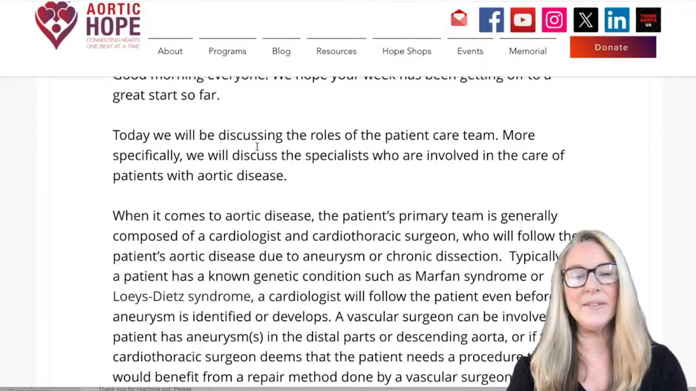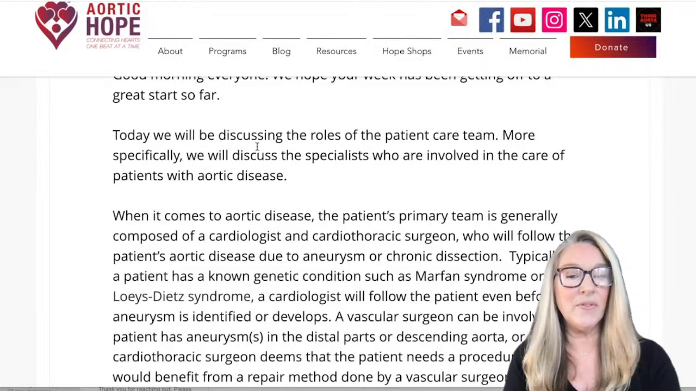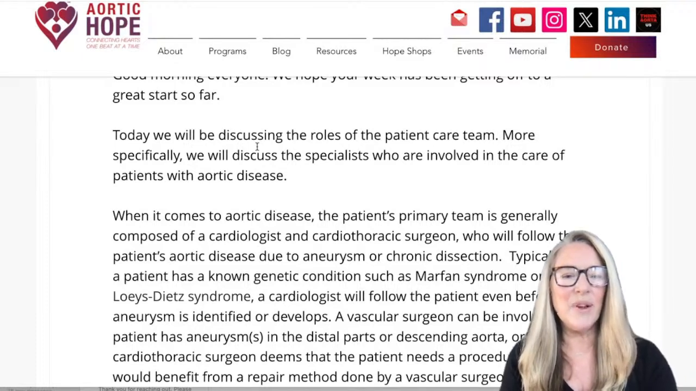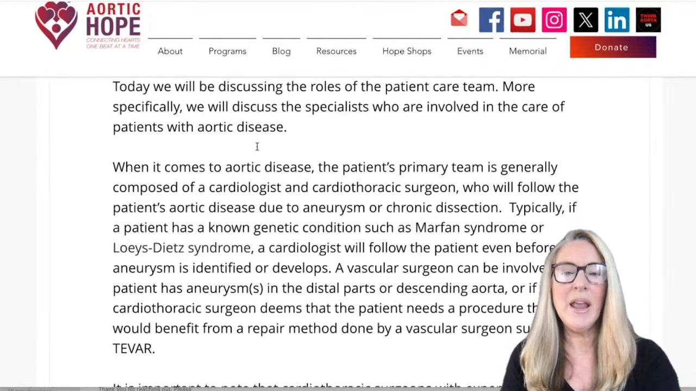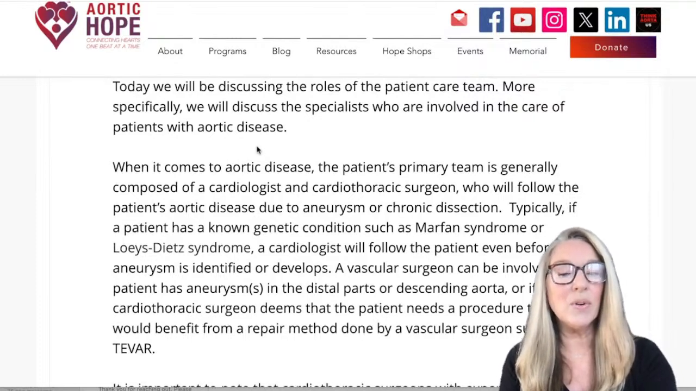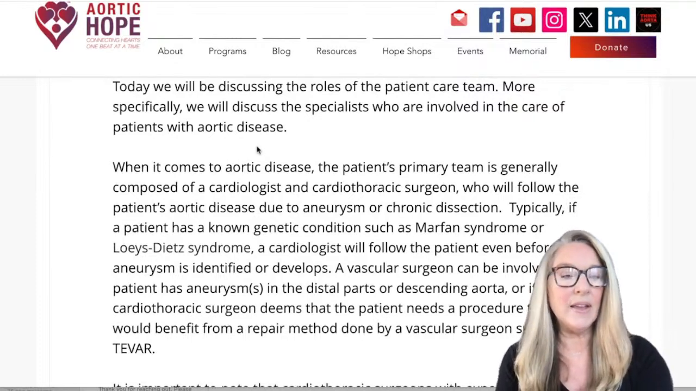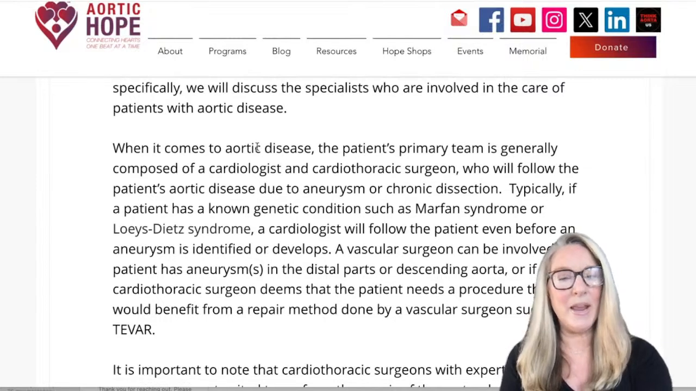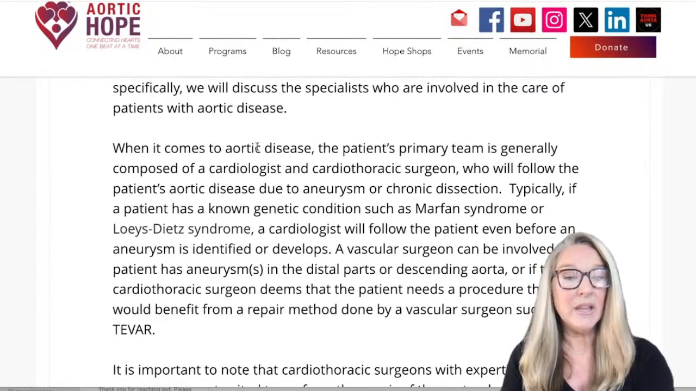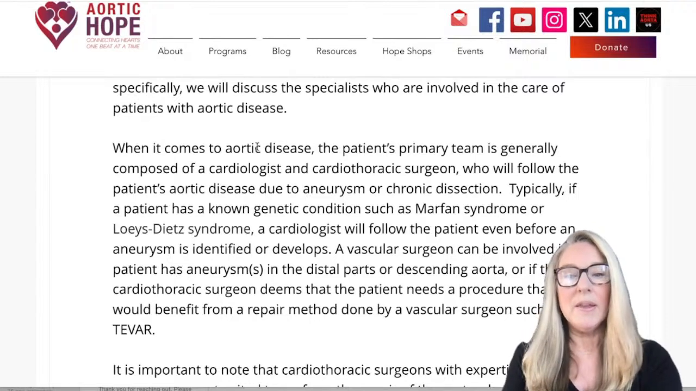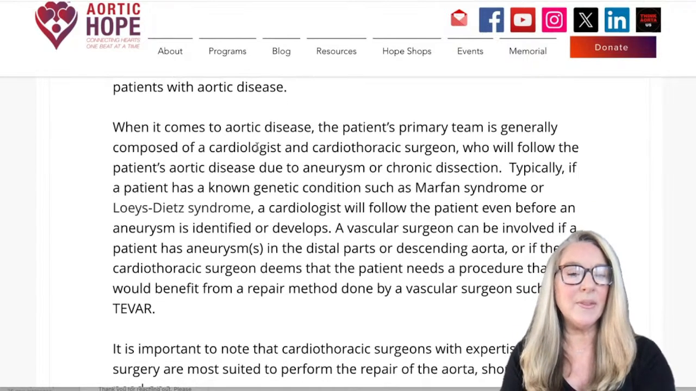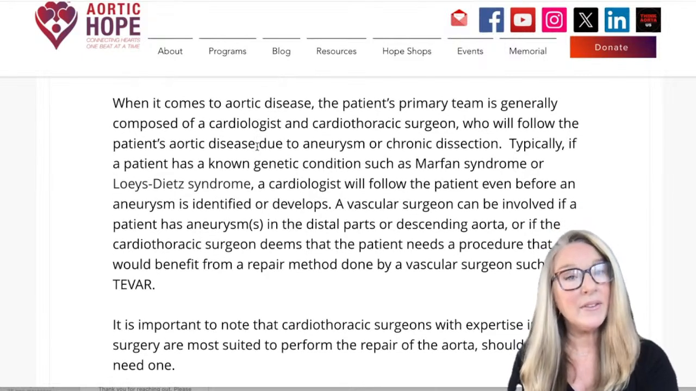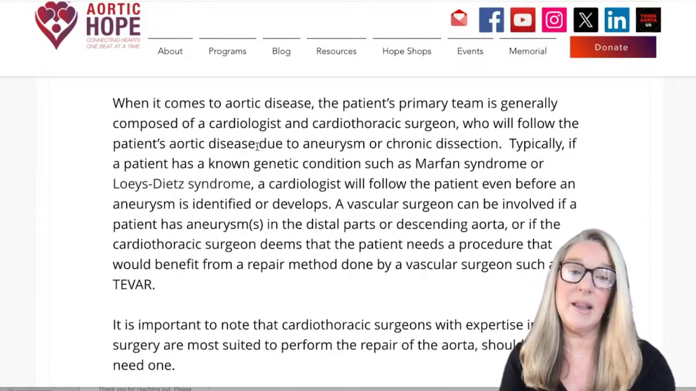Typically, if a patient has a known genetic condition such as Marfan syndrome or Loeys-Dietz syndrome, a cardiologist will follow the patient even before an aneurysm is identified or develops. A vascular surgeon can be involved if the patient has aneurysms in the distal parts or descending aorta, or if the cardiothoracic surgeon deems that the patient needs a procedure that would benefit from a repair method done by a vascular surgeon, such as a TEVAR.